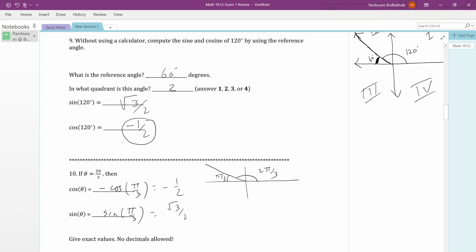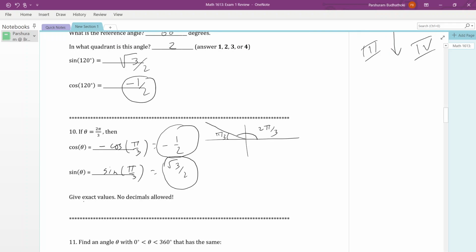The very same problem, one is given in degrees and another one is given in radians. It doesn't matter, we can always find this value using the reference angle. And as you know, you have to give the exact value here. Exact value means you cannot round the square root of 3, just use the square root of 3.